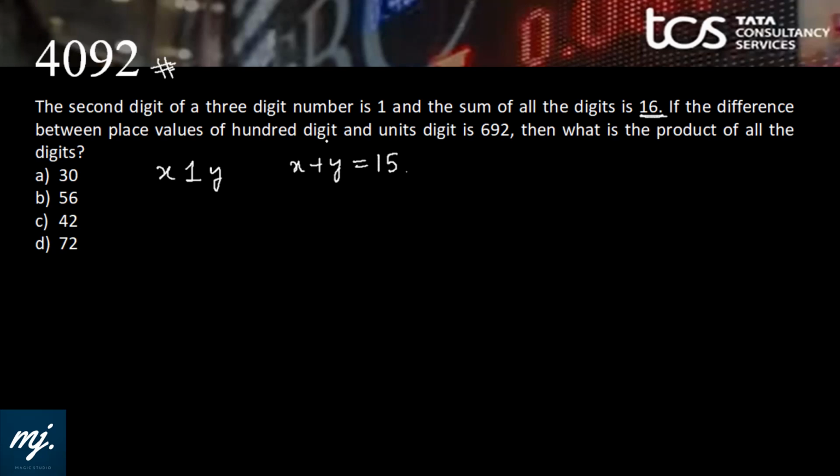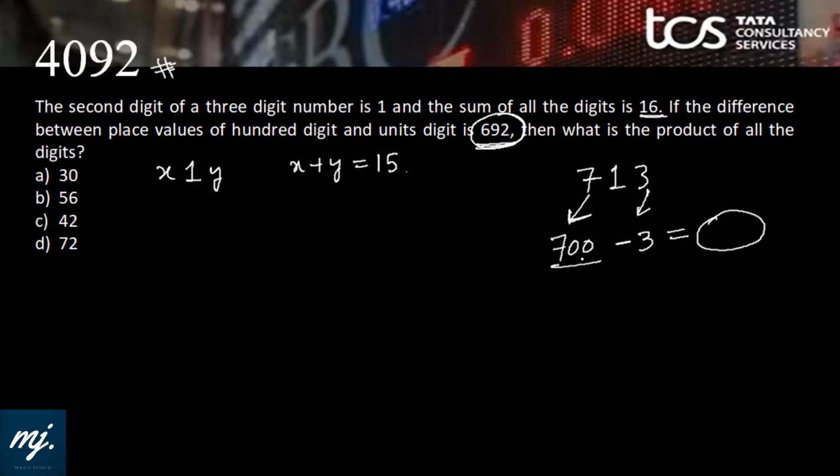If the difference between the place value of the hundreds digit and the unit digit is 692, suppose the number is like 713. Then the place value of the hundreds digit is 700 and the place value of the unit digit is 3. That means 700 minus 3 is a value, and this value is given to us. Why did I pick this example? Just to understand that when from this number we deduct a single digit number, we get some value, and we are getting the value 692.